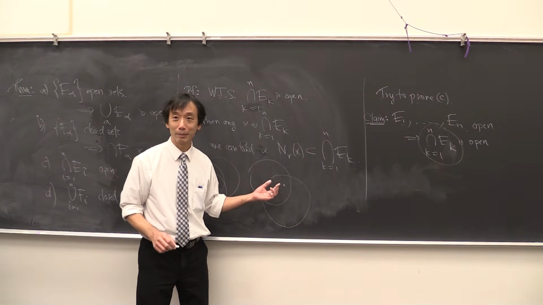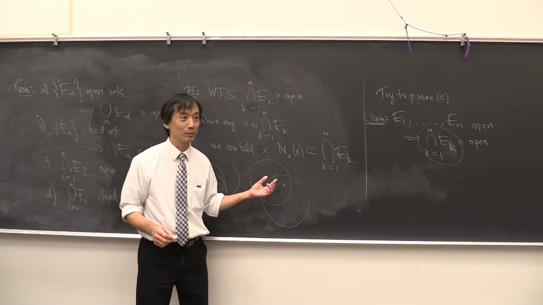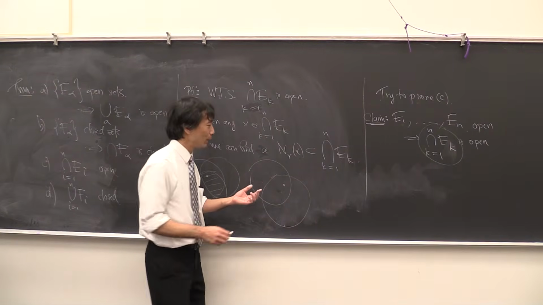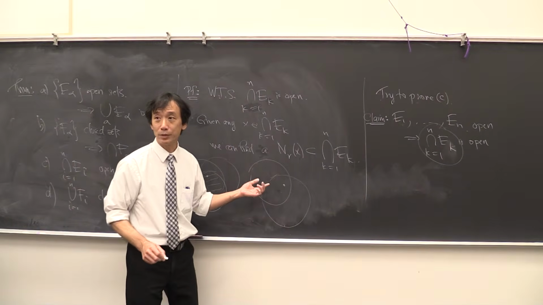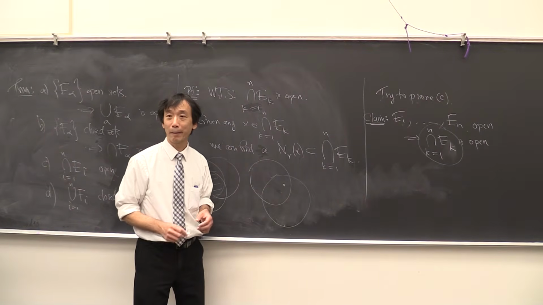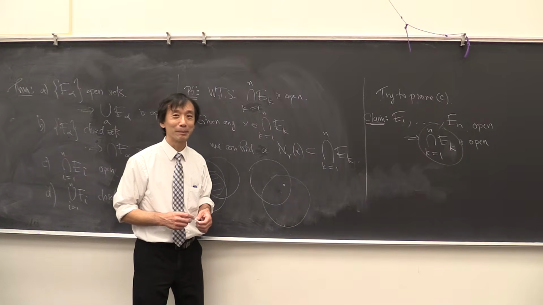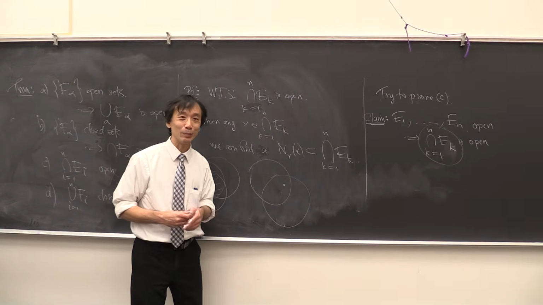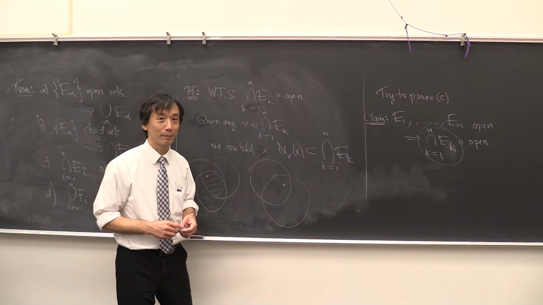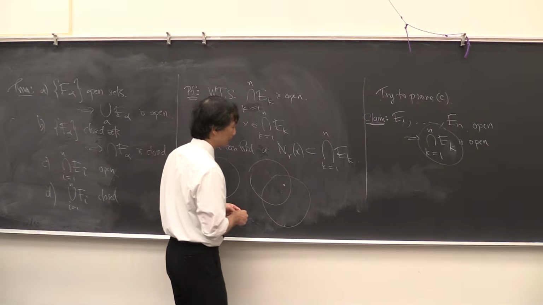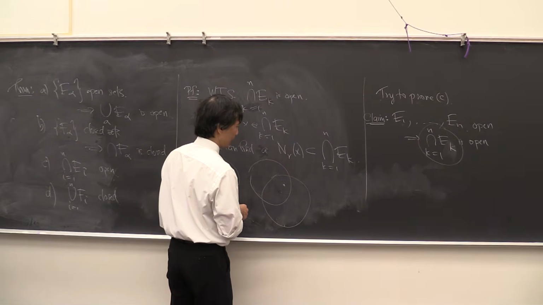So, anybody? We know that each of these guys is open, right? So what does that give us? What does open tell you? There exists some neighborhood of the point that's completely contained in each set.